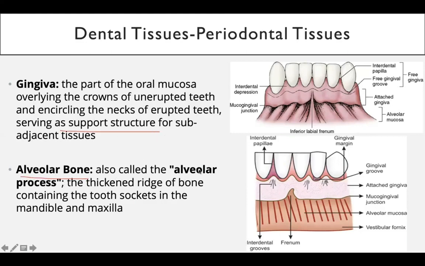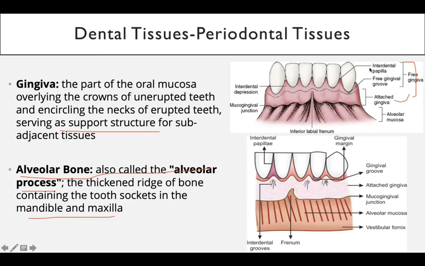Alveolar bone, also known as alveolar process, is the thickened ridge of bone containing the tooth sockets in the mandible and maxilla. So just remember, alveolar bone is a part of the mandible and maxilla which provides the socket for the teeth.